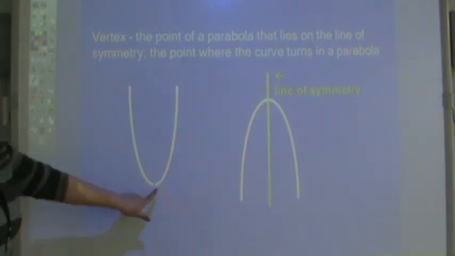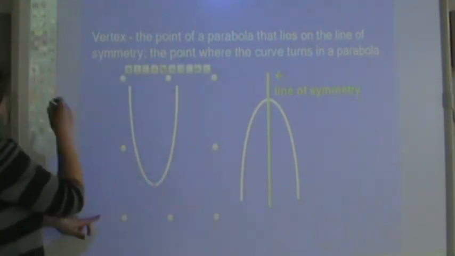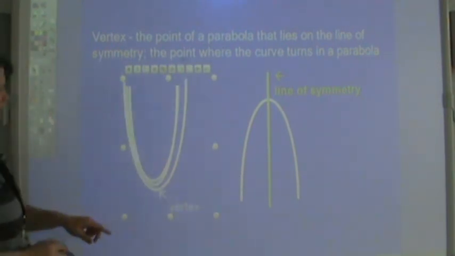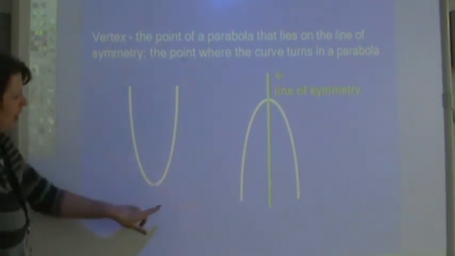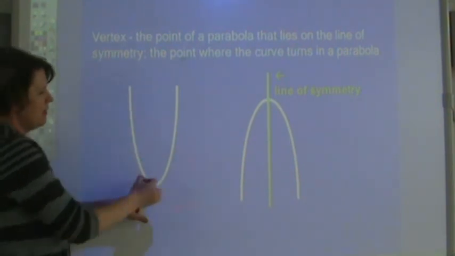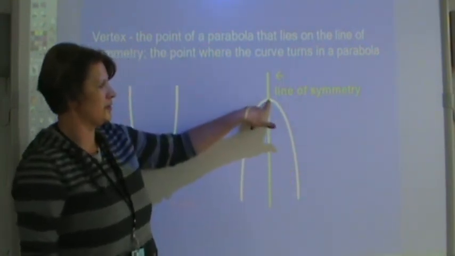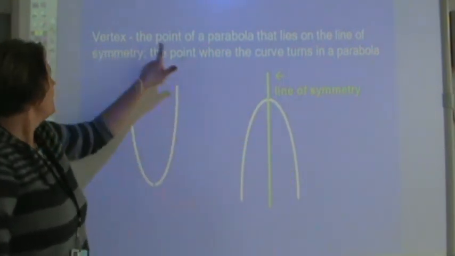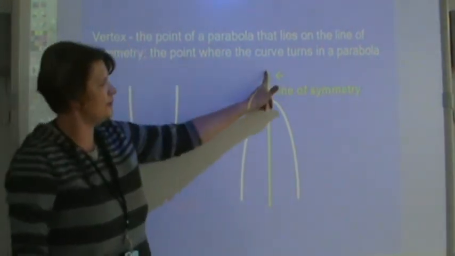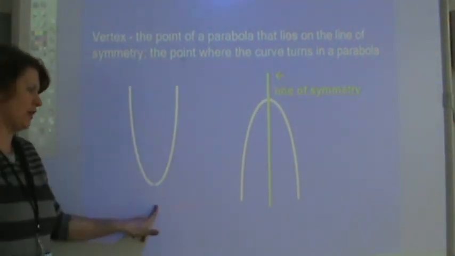The vertex is right here. Okay, so the vertex is going to be right here. It can either be the absolute minimum, or if we had it turned over, it would be the absolute maximum. Okay? That's your vertex, and then your line of symmetry is just going to cut your parabola right in half, and it's going to go through that vertex.